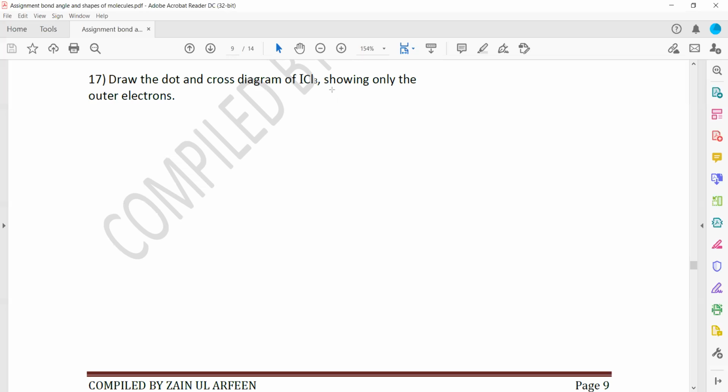So if I want to draw the structure of ICl3, there is no charge, so it's neutral. So we have chlorine, which belongs to group 7. This chlorine also belongs to group 7, and another chlorine also belongs to group 7. For elements like the first 20 elements in the periodic table, at maximum they can adjust 8 electrons in the outermost shell. But for higher elements with atomic number more than 20, they can adjust more than 8 electrons in the outermost shell easily.